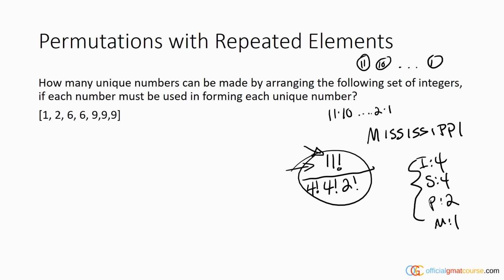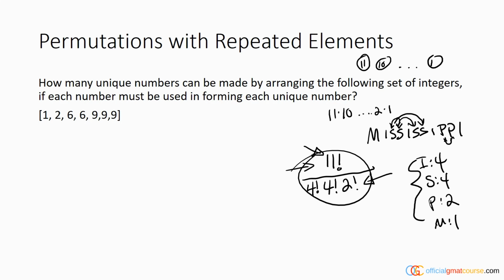And what it does is it removes the situation where we flip-flop these S's here, because changing these 2 S's in terms of order won't do anything. And flip-flopping these S's won't do anything, and vice versa here. And the same thing with flip-flopping these P's. We wouldn't create any unique words. It would still read from left to right, Mississippi. And by dividing by these factorials, we've removed those extra counts that we don't want to have.